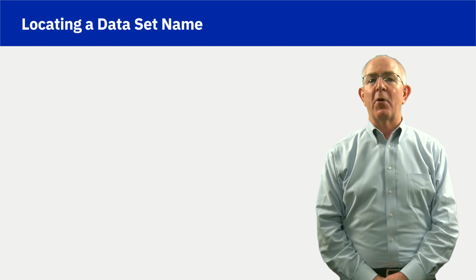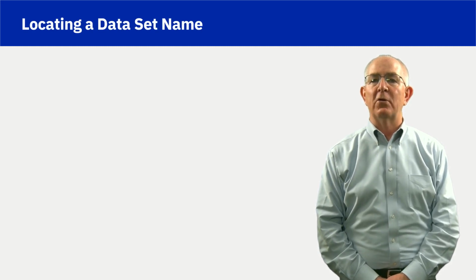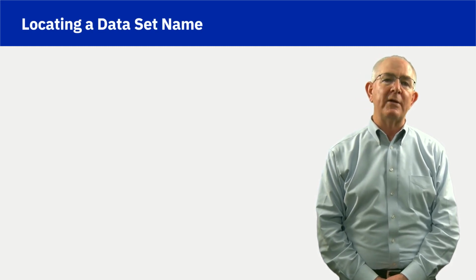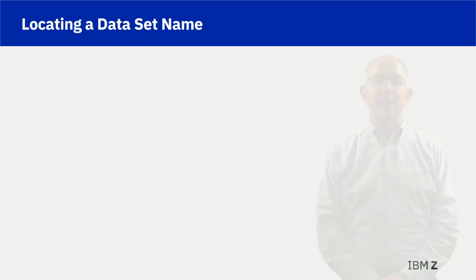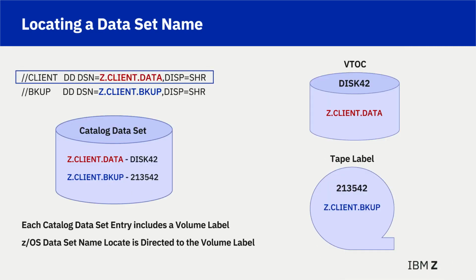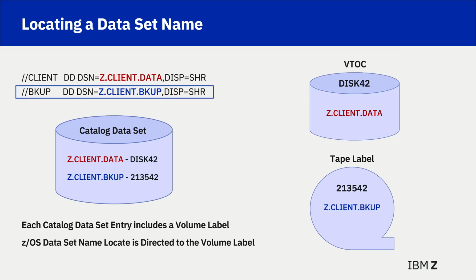Submitted JCL program execution might include a need to locate dataset names, z.client.data and z.client.backup. The JCL DD statement only provides the system with the dataset name and a disposition of SHR, where share means the dataset name should exist and can be shared with other existing workloads.